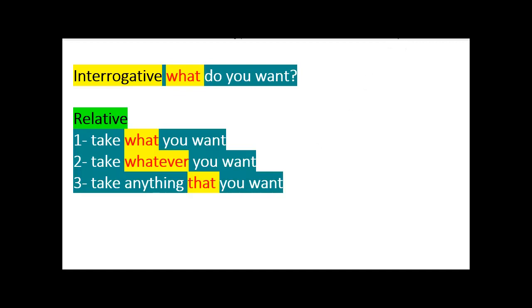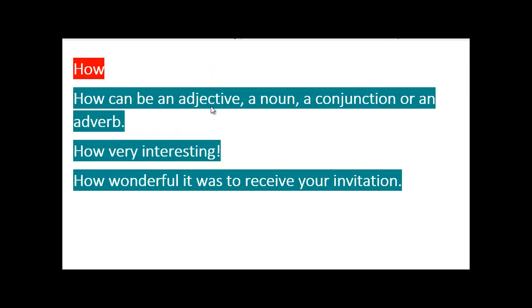There are some special sentences. How can be an adjective, a noun, a conjunction, or an adverb. How very interesting, and how wonderful it was to receive your invitation. But as I said, having how as a relative pronoun is a little bit confusing. Some people say it could be an adverb, not relating to a noun, because a relative pronoun relates to nouns, guys. It doesn't describe a verb. So just be careful. Read the sentence.